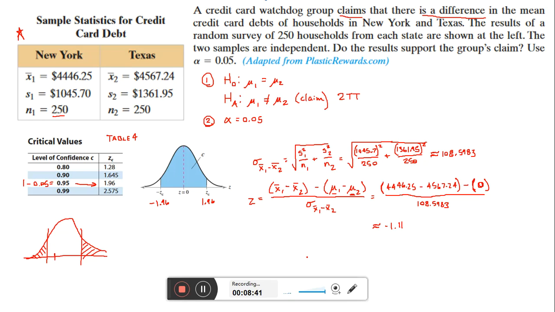So obviously, our value is negative 1.1, which is right about here. Obviously, this is a fail to reject. All right, so if we were writing out a sentence about our findings, we should say there is not enough evidence at the 5% level of significance to support the group's claim. Okay?